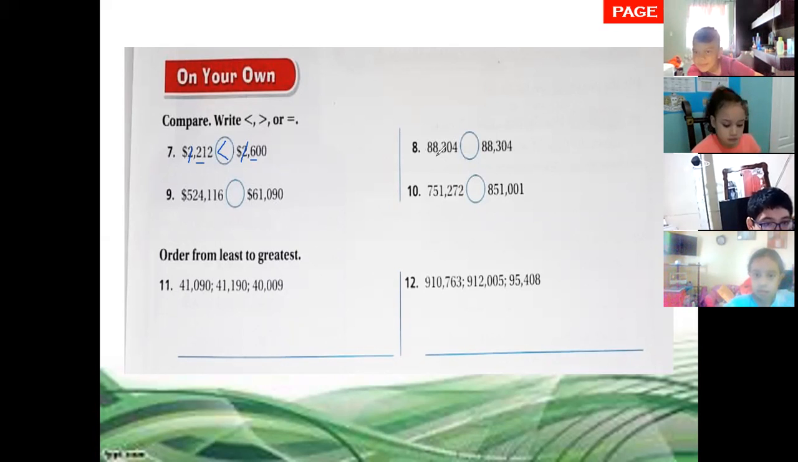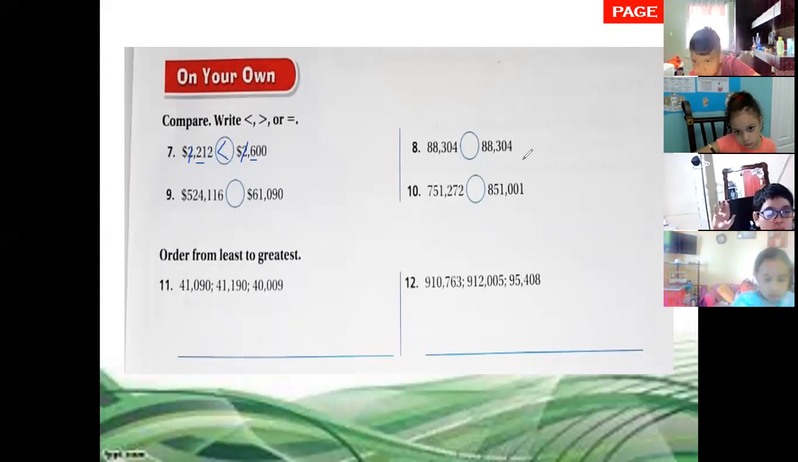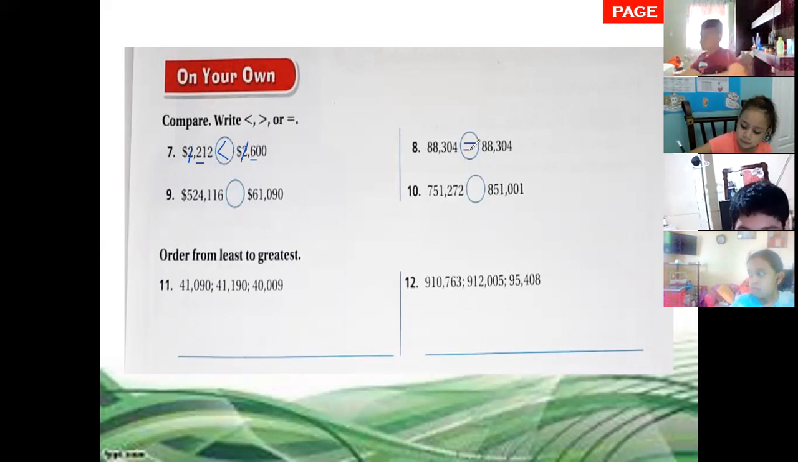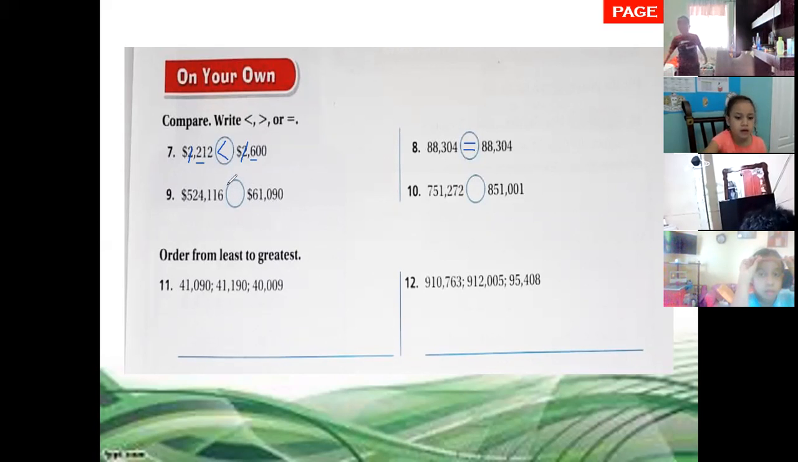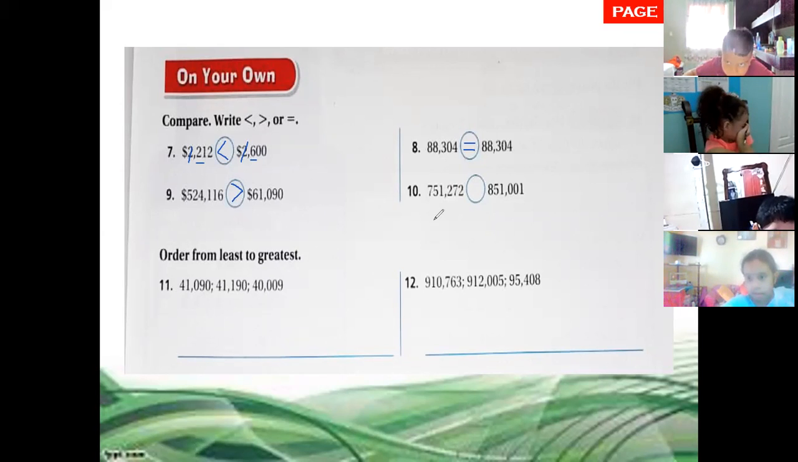Exercise 8. This one has 5 digits and 5 digits. How is this relationship? Look at the number. Equal. The same. This is equal. The next one. This one has 6 digits and this one has 5 digits. Yes, exactly. 524,116 is greater than 61,090. Next, 6 digits and 6 digits.